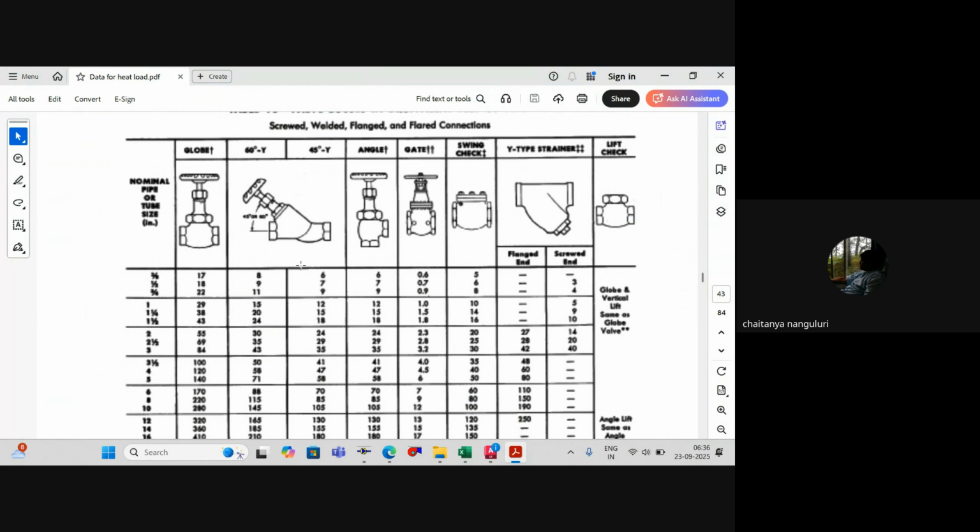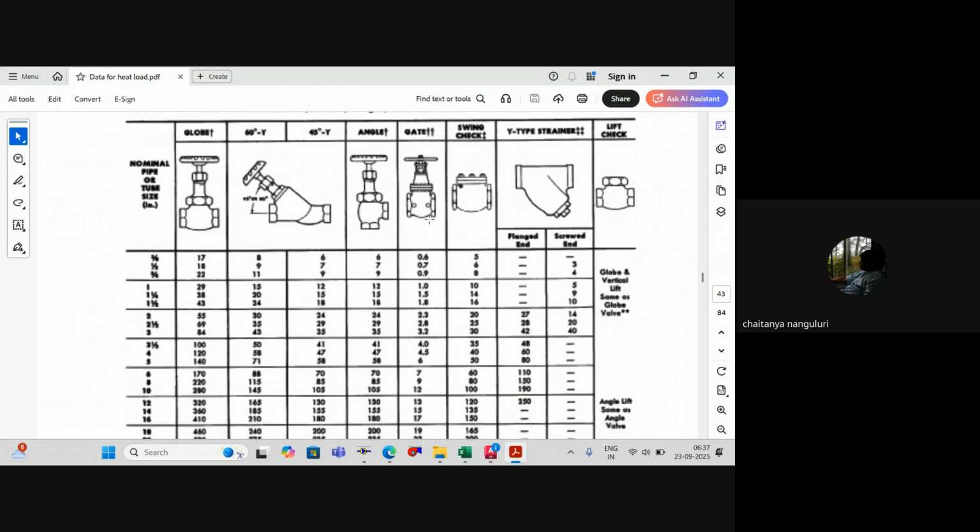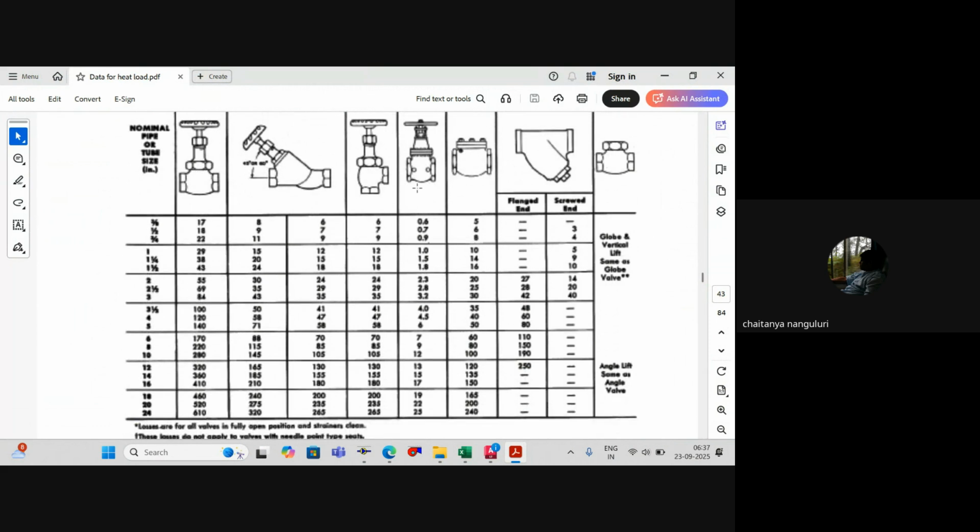So I'll take my butterfly valve. Your butterfly valve is nothing but this thing, what do you call it, your gate valve? Butterfly valve is different, gate valve is different, but anyway the nearest one we have is the gate valve, that's the reason. So for this butterfly valve, for 3 inches, what is the equivalent length? Have you got it? 3 inches, 3 point.